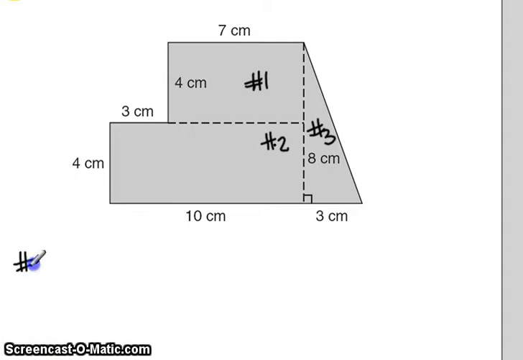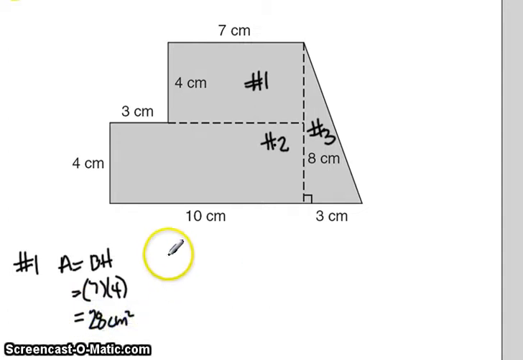Shape number 1 is a rectangle, and we know that we need to use base times height. So I'm just going to plug in what I know. My base is up here along the top. So my base of that shape is 7. The height of that shape is 4. So then the area of shape number 1 is 28 centimeters square.